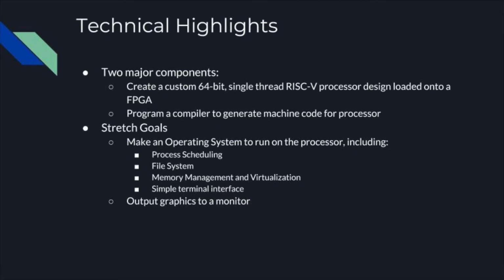The first is a custom 64-bit single-thread RISC-V processor design loaded onto an FPGA. The second is a compiler that generates machine code for our processor. We also have some stretch goals, such as making an operating system to run on the processor that includes things like process scheduling, a file system, memory management and virtualization, and a simple terminal interface if we have time. We would also like to output graphics to a monitor.